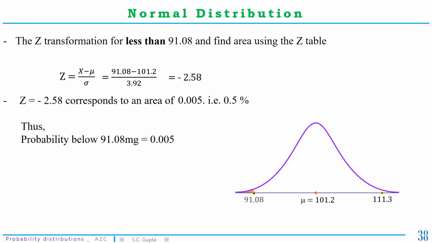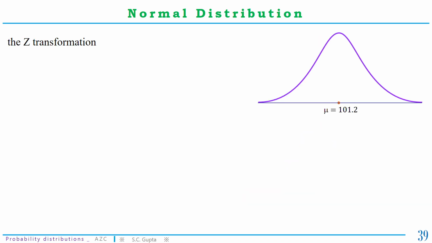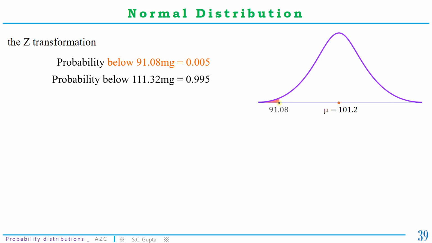Thus, probability below 91.08 milligrams is 0.005. The area below 91.08 is represented with coral pink color in this plot. The Z transformation, probability below 91.08 milligrams is 0.005. Probability below 111.32 milligrams is 0.995.